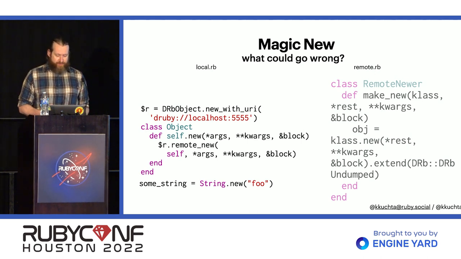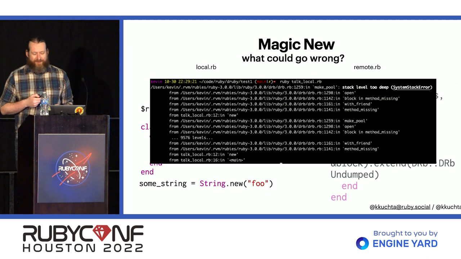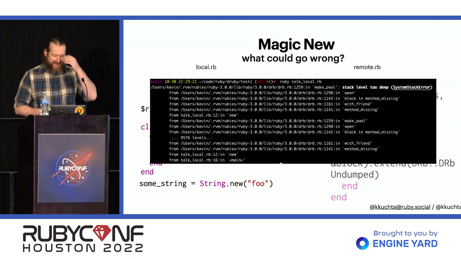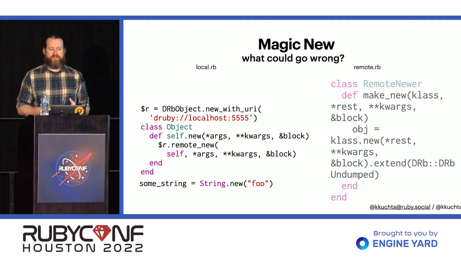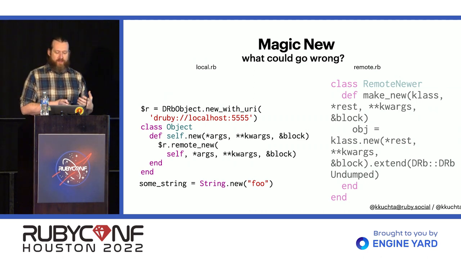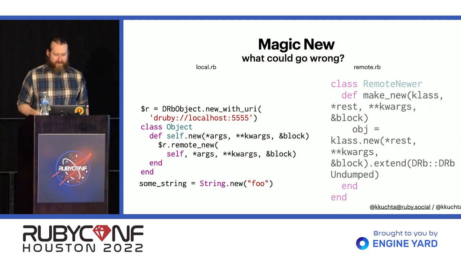And this should work. String.new should return a remote string. What could go wrong? Okay, well, that. It immediately crashes and throws a stack overflow error. It turns out that dRuby does need to create some objects under the hood to function. So Object.new triggers dRuby, triggers Object.new, triggers dRuby, and so on and so forth, and you get an infinite loop.